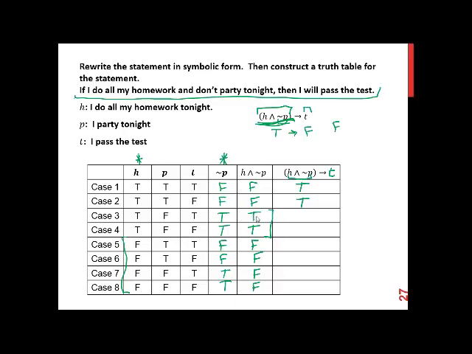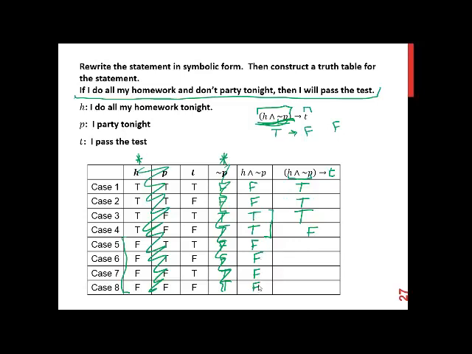H and not P is true. I'm going to scribble out a couple of columns to make sure I'm looking at the right one. H and not P is true, and so is the test. So it's true. H and not P is true, but test is false. That's the one case in which this statement is false.